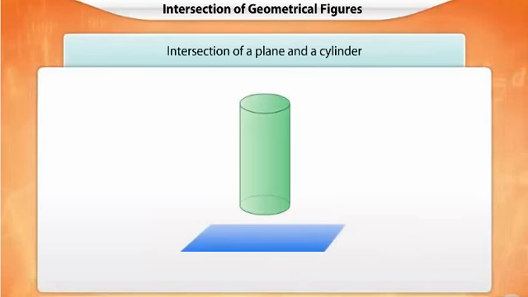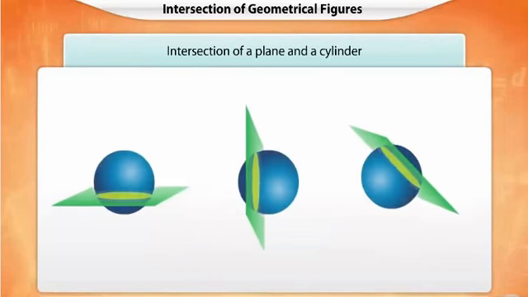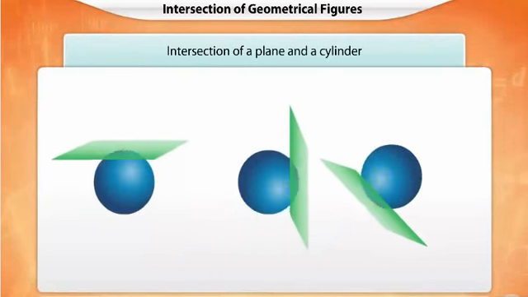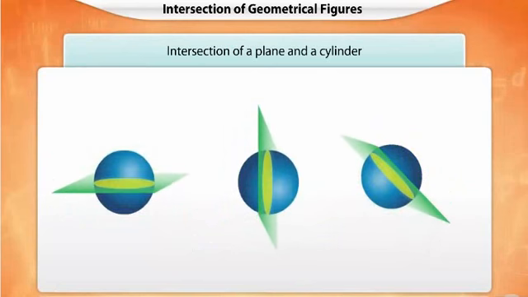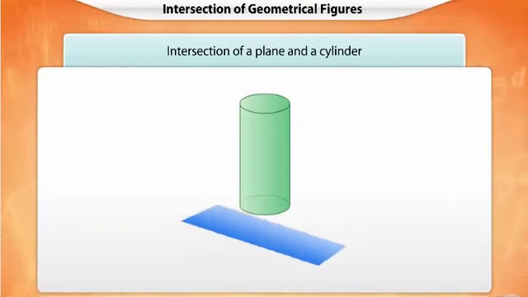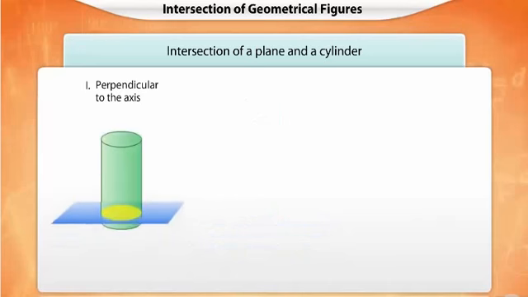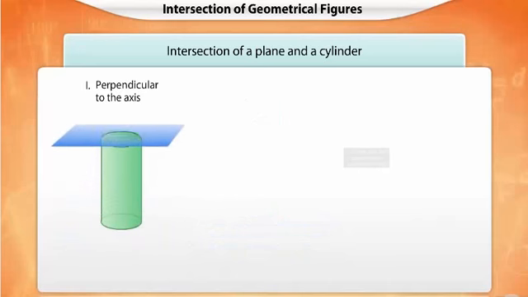Let us now analyze the cross-section, which is a result of a plane intersecting a cylinder. We have seen that in the case of a sphere, the cross-section is a circle, irrespective of the orientation of the plane. However, in the case of a cylinder, we can get different shapes based on the orientation of the plane. If the plane is perpendicular to the axis, the cross-section is a circle.